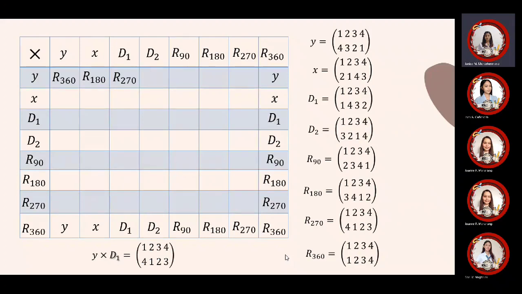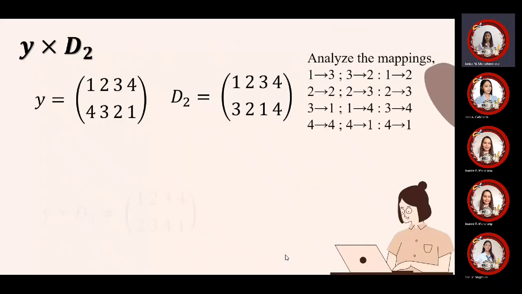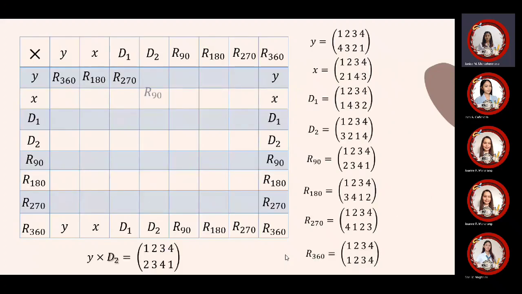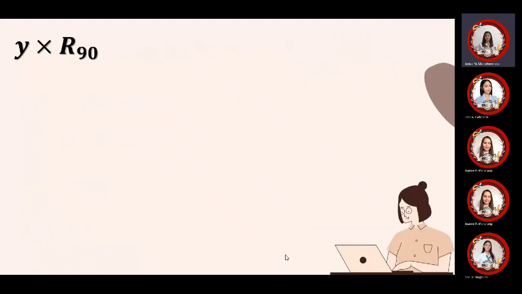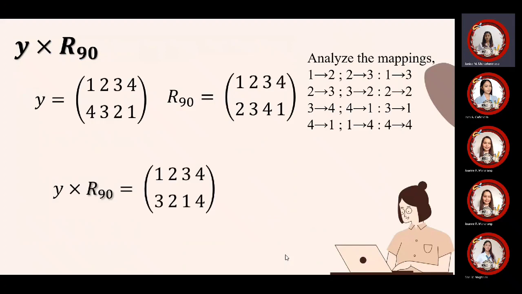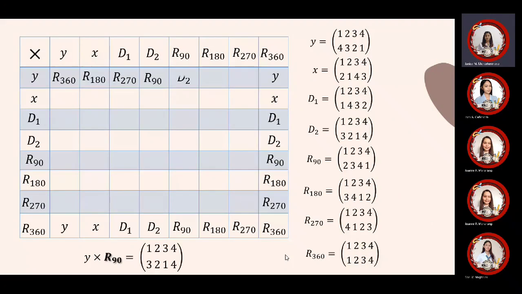Okay, so next we have y multiplied by D2. We have the product 1 maps to 2, 2 maps to 3, 3 maps to 4, and 4 maps to 1, which is also our R90. Next, we have y multiplied by R90, which is 1 maps to 3, 2 maps to 2, 3 maps to 1, and 4 maps to 4, which is also our D2.